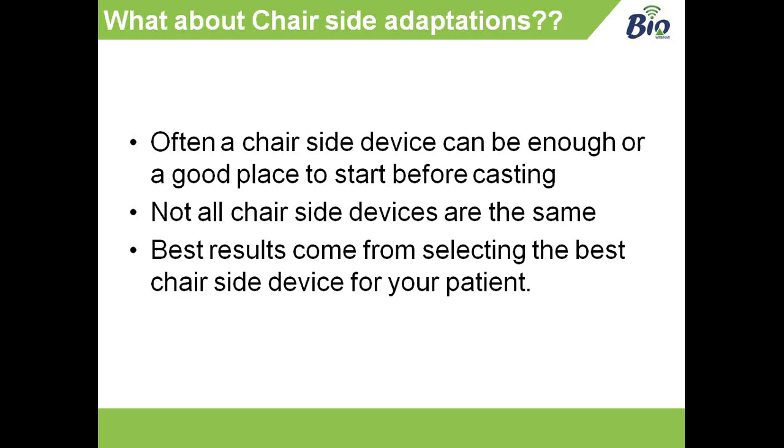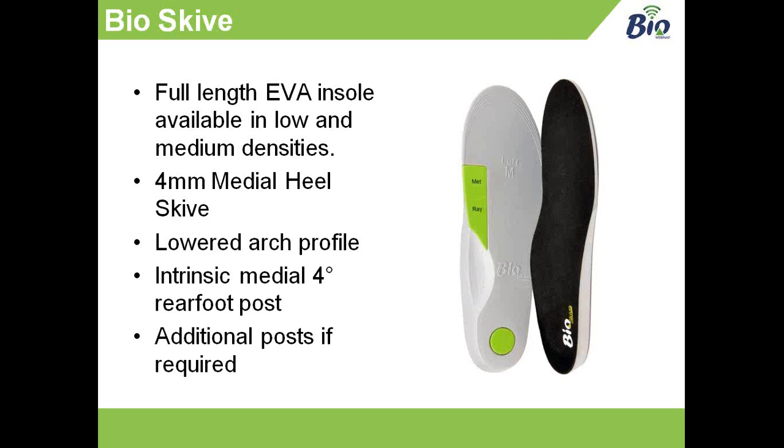It's got a 4mm medial heel skive built into it, so we always used to think that you could only have that on a casted device, but as I say, this has already been incorporated. And also, quite importantly, it's got a lowered arch profile. So if you think back to one of the original slides at the beginning of this presentation, when I talked about that medial bulging that you get where you've got hardly any arch profile at all on the patient's foot, this accommodates that quite well.